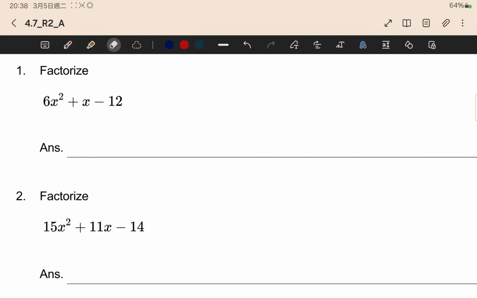Question 1. To factorize the expression, we first factorize the number 6. 6 can be factorized to 1 times 6 or 2 times 3. And then we should factorize the number minus 12. It can be factorized to 1 times minus 12, or 2 times minus 6, or 3 times minus 4.